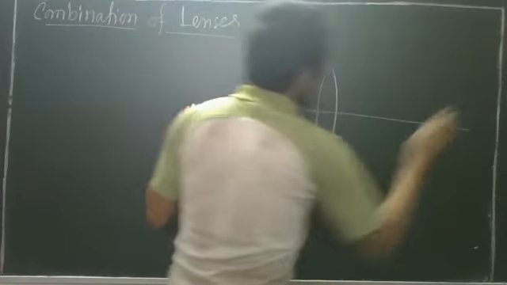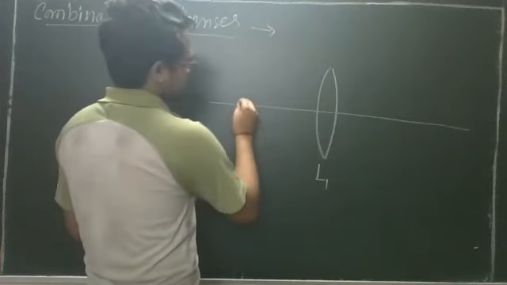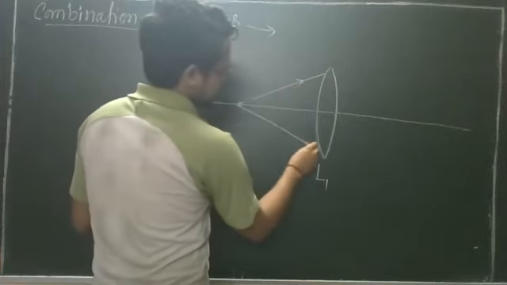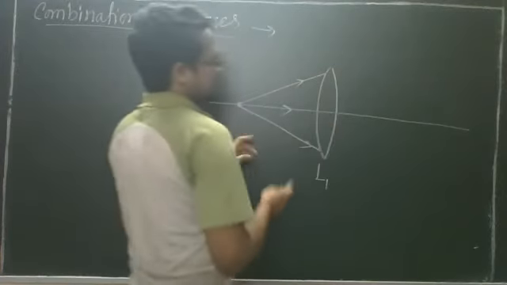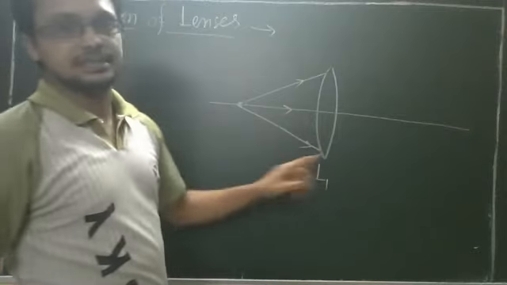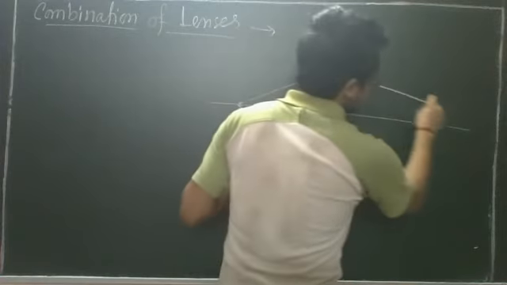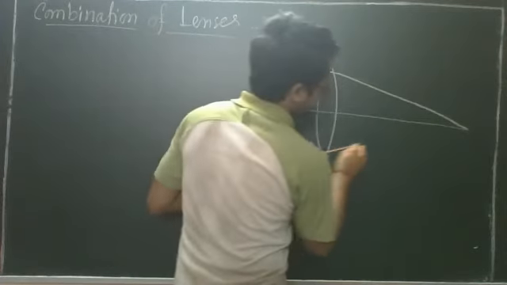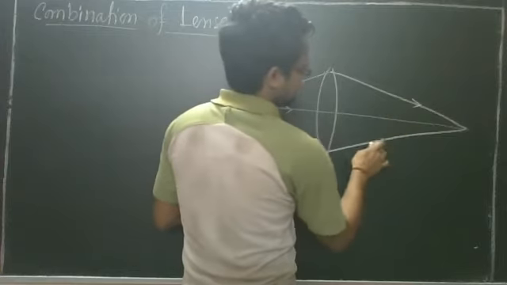So this is the principal axis. One object is here, a point object. This is one ray, this is another ray, and this is a third ray. So what will happen? This is a converging lens. Convex lens means converging lens. So after refraction, the rays will converge at a point.